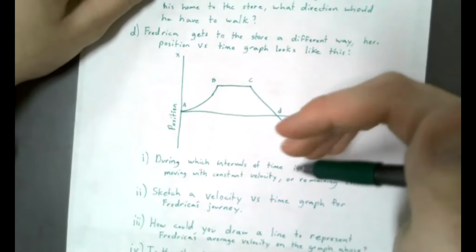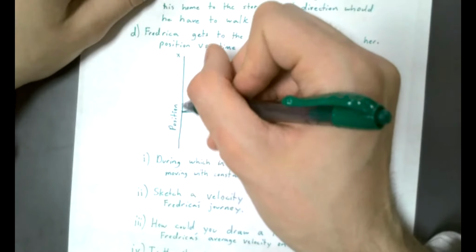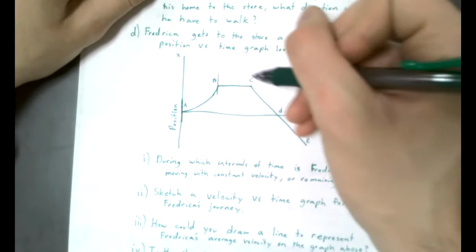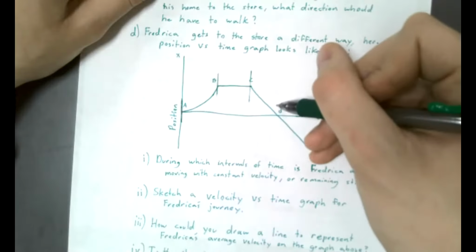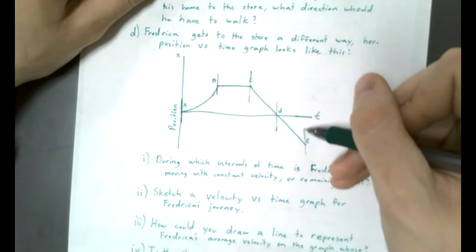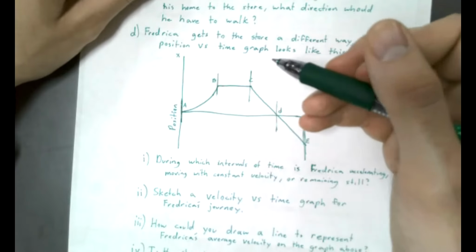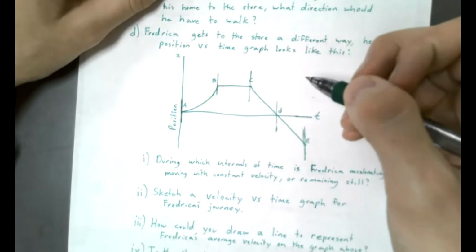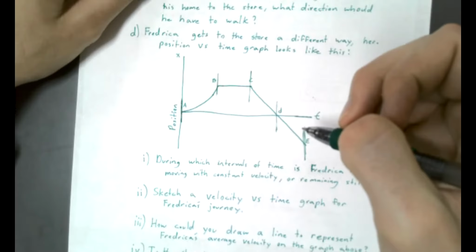Now, looking at this crazy graph, this is a position versus time graph. The different intervals of time are A to B, B to C, C to D, and D to E. And I wanted you to identify what kind of motion Frederica was doing during these walks.